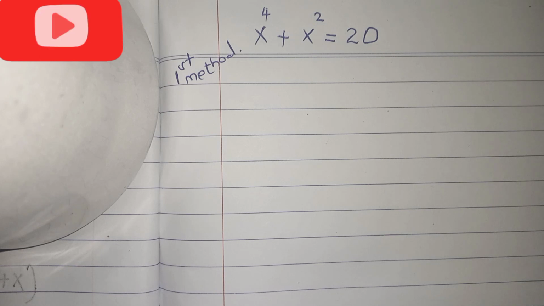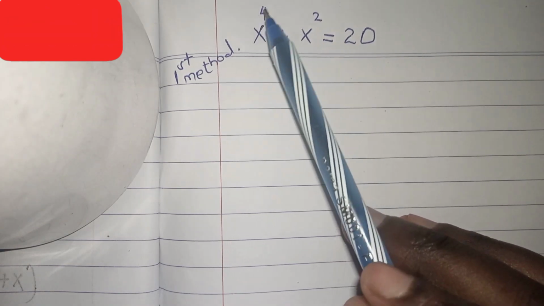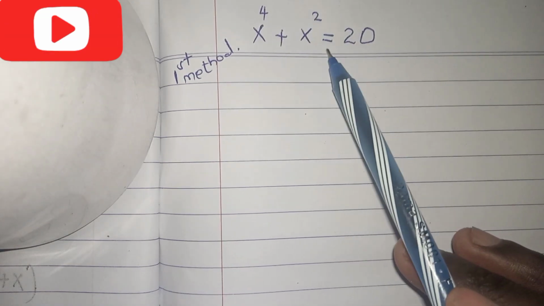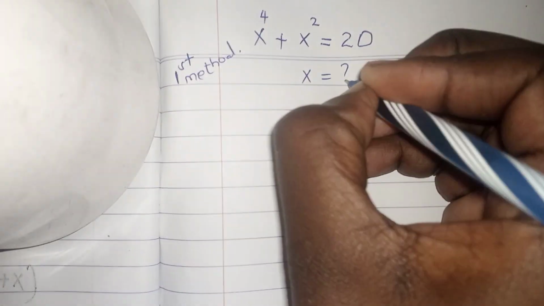So today I'm bringing you this next exponential equation that I want us to solve for the value of x when given x to the power of 4 plus x squared is equal to 20. So what are the values of x?